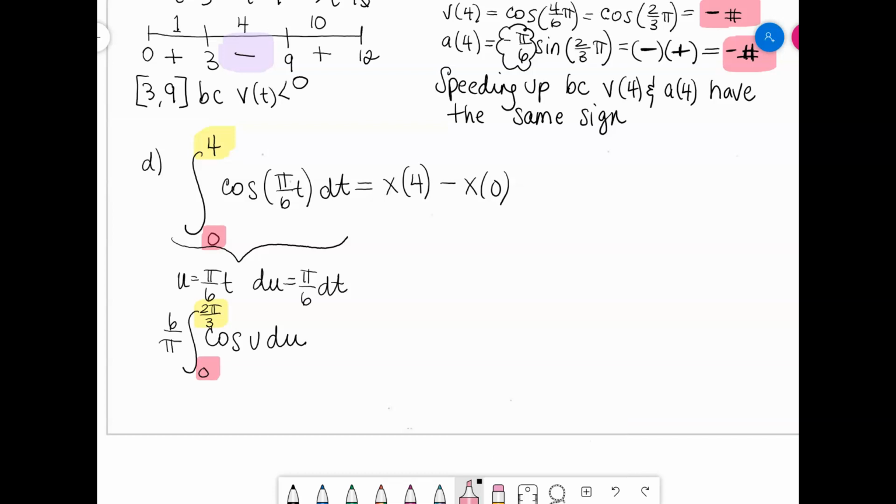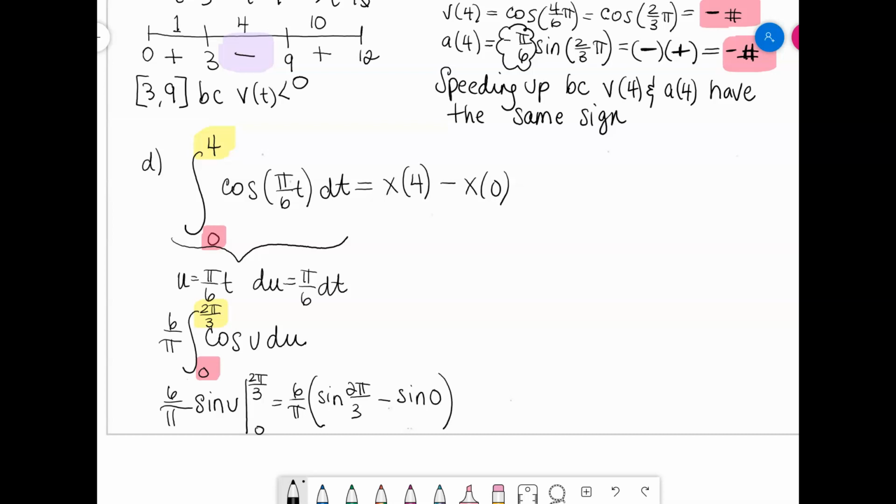So now I'm going to just move down. 6 over pi is going to come down into my answer. And the antiderivative of cosine brings me back to sine. I'm keeping it with u because I'm using my new limits of integration. Okay, so I'm going to do all that work now. So that's going to be 6 over pi times sine of 2 pi over 3 minus sine of the lower limit of integration, which is 0.